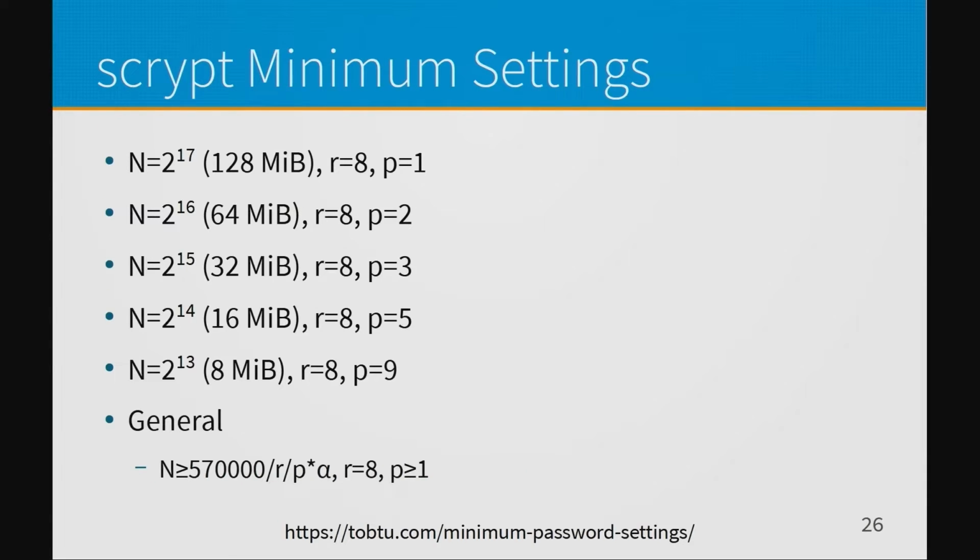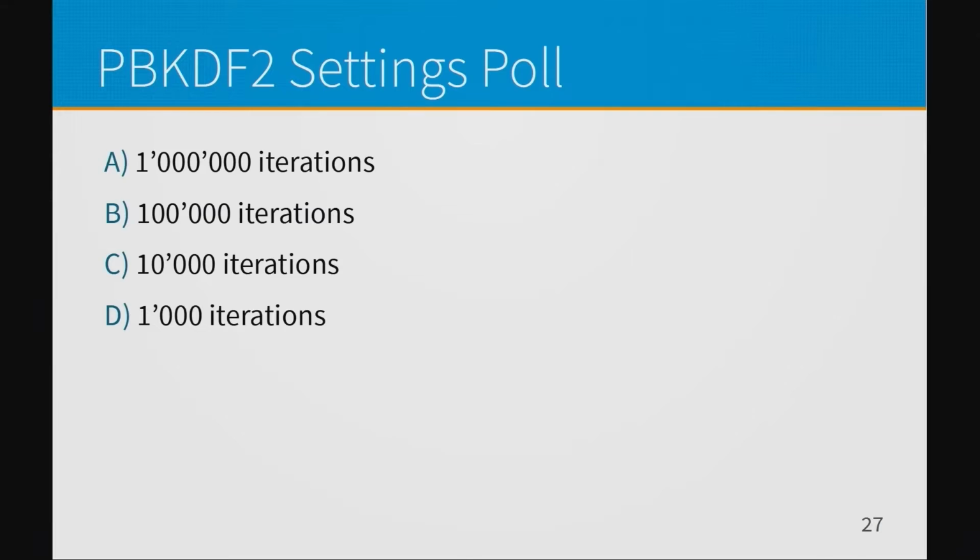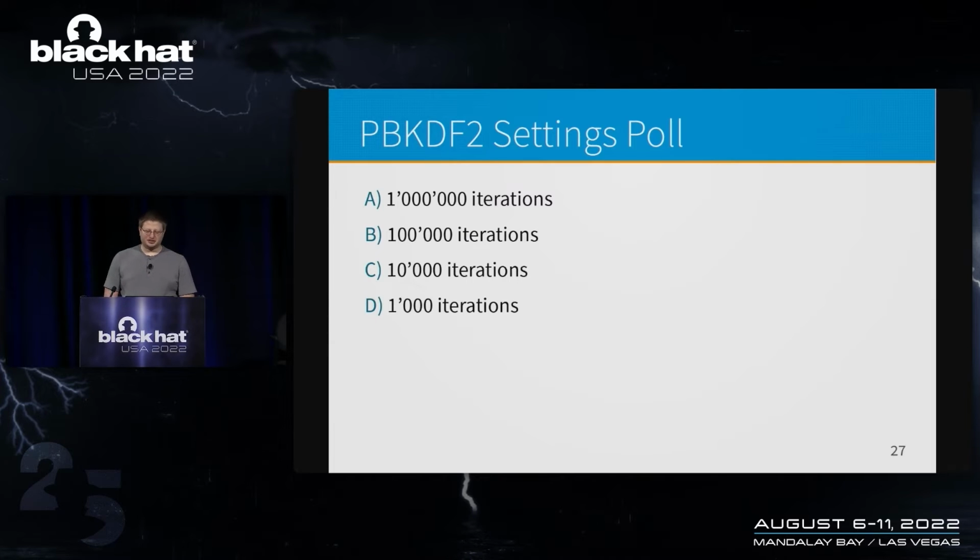So scrypt minimums, same thing. It was based off of memory bandwidth. So you don't have to answer. Just think. So PBKDF2 settings. What do you think is a high number? Like a good number, and what you think industry standards would be.